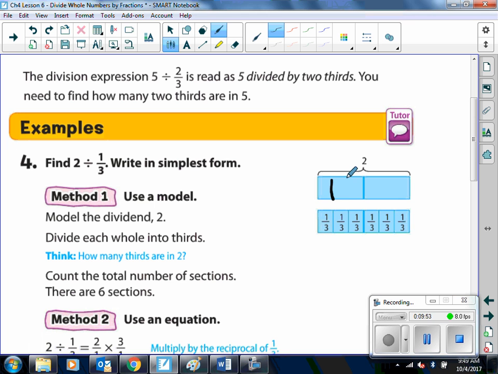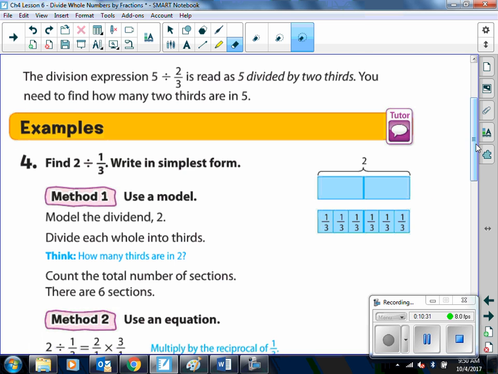We've got, let's see, 1, 2, 3. So this is 1/3, 1/3, and 1/3, right? And then we're going to break up the other block. 1/3, 1/3, 1/3, right? So how many 1/3s do we have in the two blocks? 1, 2, 3, 4, 5, 6. Very good. So that means that 2 divided by 1/3 is equal to 6. Is everybody clear with that? That's how you show it using the picture model.